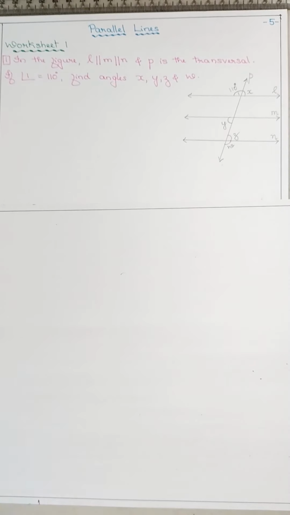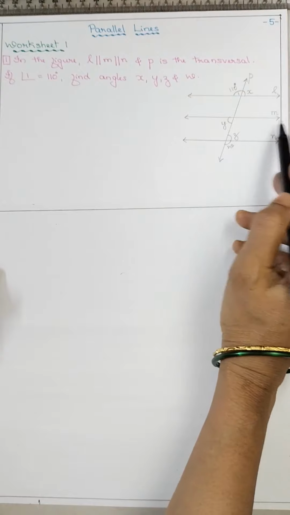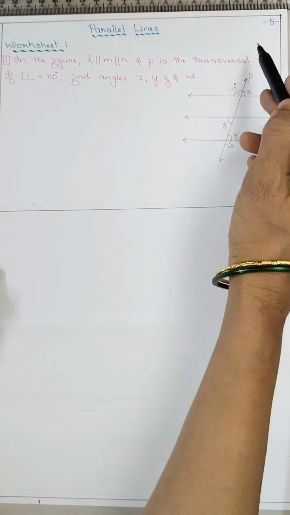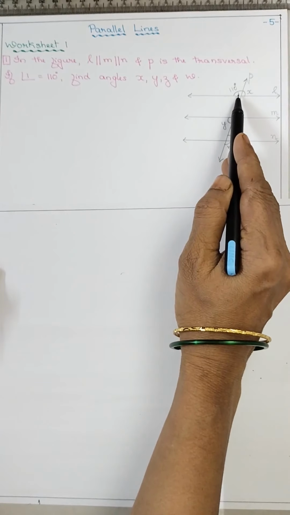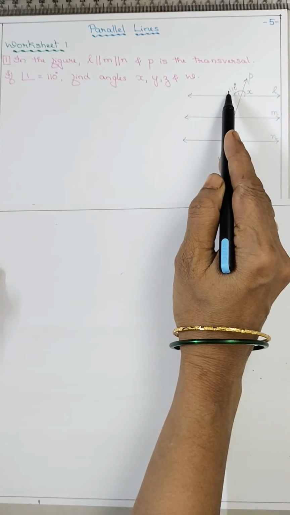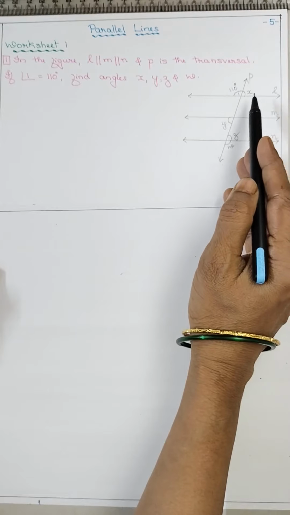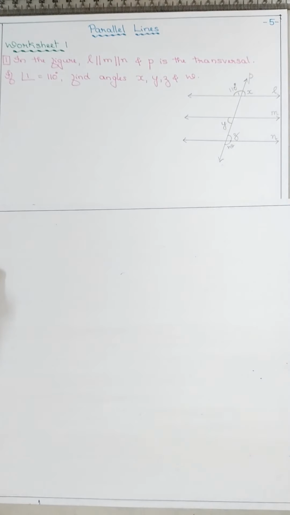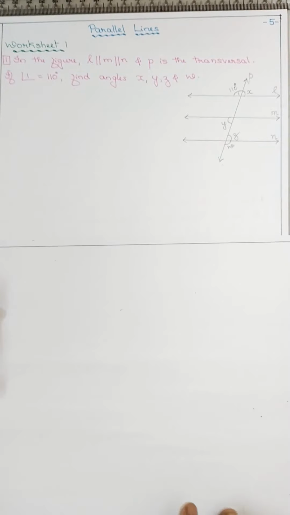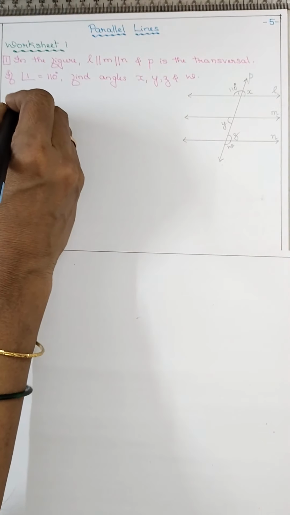In the figure, L parallel to M parallel to N. 3 parallel lines are there and P is the transversal. And angle 1 is given, it is 110, and they have asked you to find out X, Y, Z, W. 4 angles you are asked to find. Is it clear? So first write given.